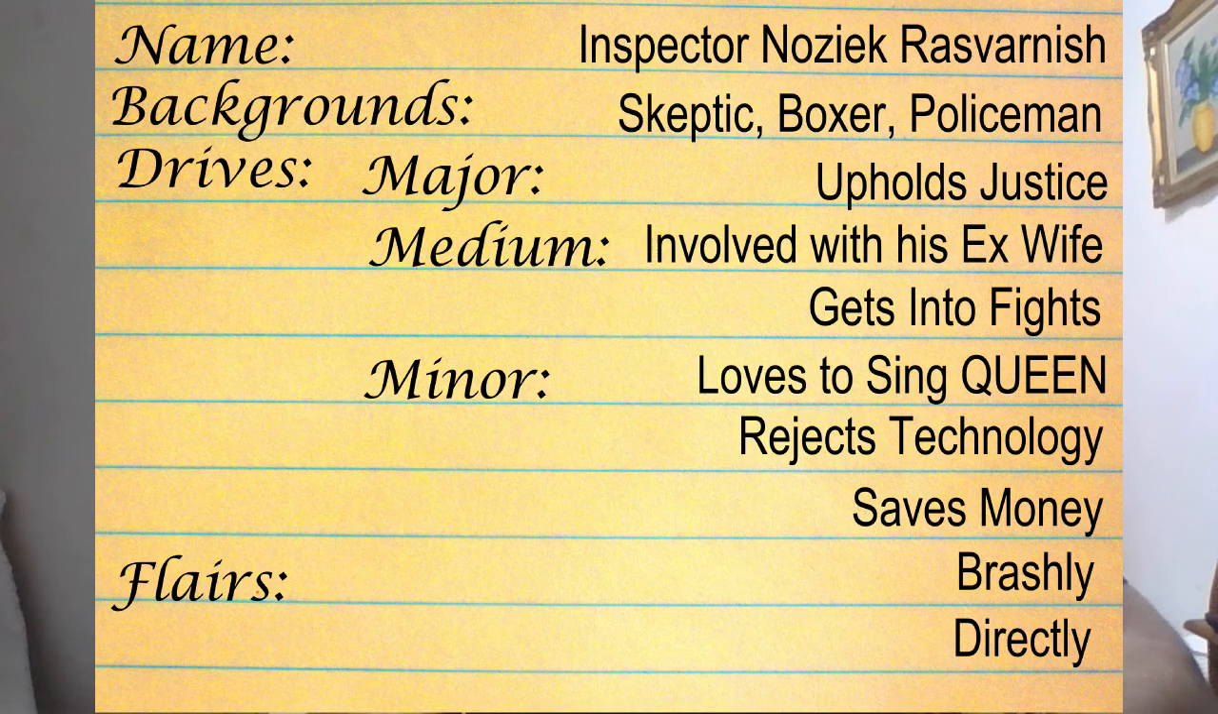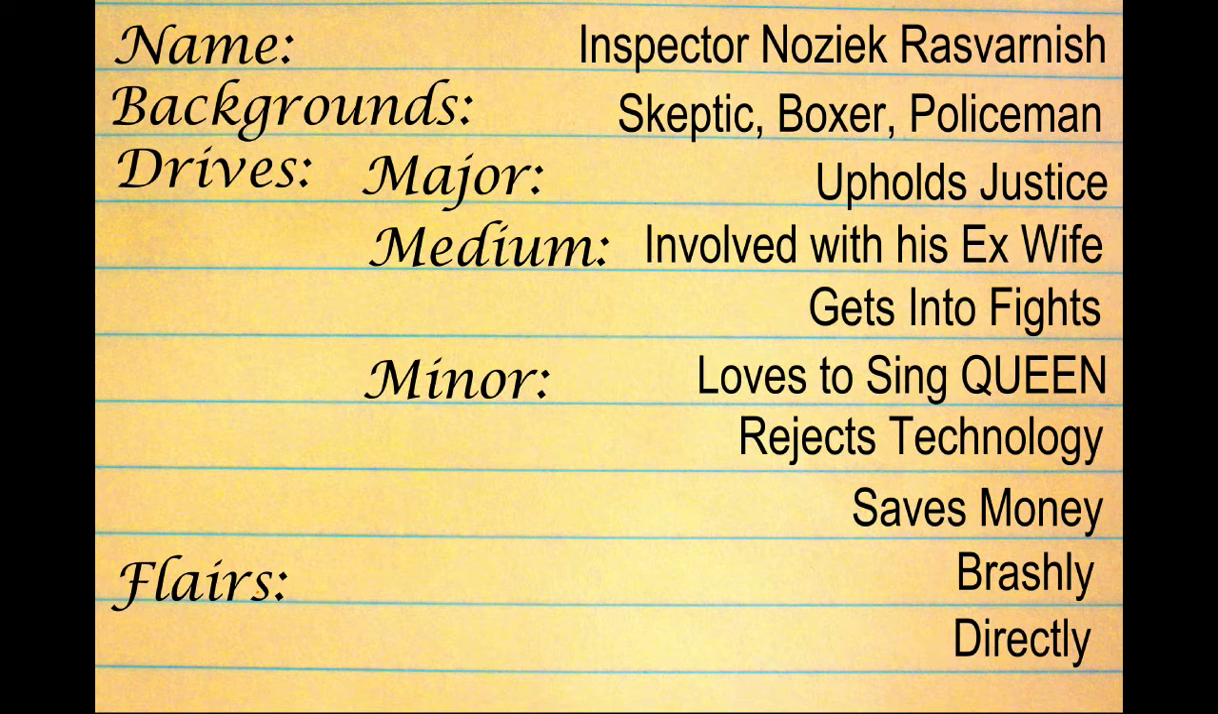Your flares are your character's ways of doing things that define him. We call it style, and this character's particular way that he does things is that he is brash and he is direct. The last part are his faculties, the capacities which he possesses. For this, Inspector Nozick is tough and he is clever. To review, this is how his character sheet would look by now.